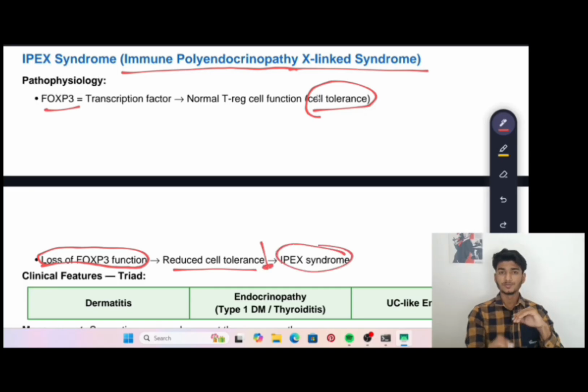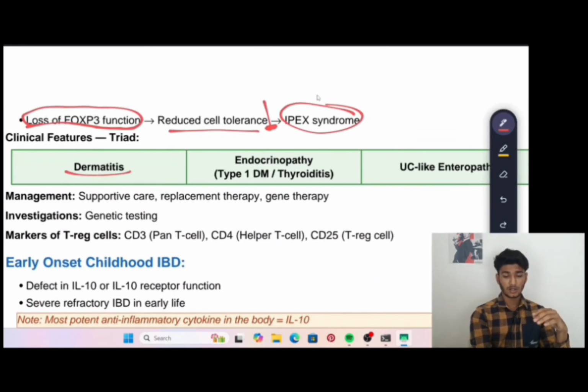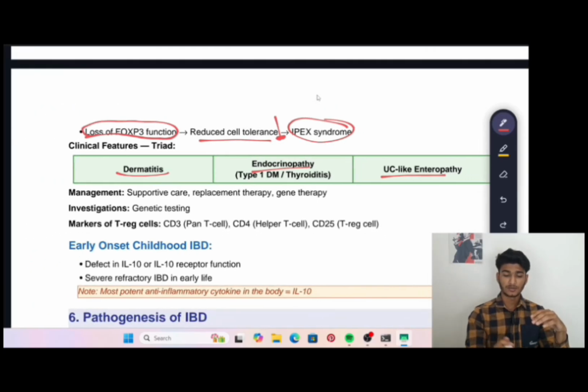IPEX syndrome. What is the triad of IPEX syndrome? What are the symptoms? You will see: first is dermatitis. Then there is endocrinopathy. And then there is ulcer-like enteropathy. You can see here.